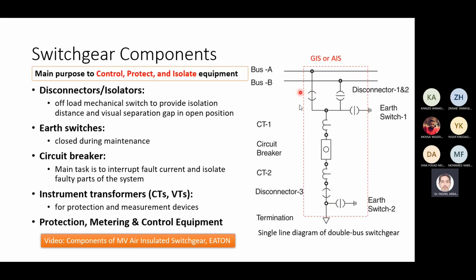So these different components ممكن يكون الأيزوليترز، يكون عندنا buses، يكون عندنا circuit breaker، عندنا CTs VTs، عندنا earth switches، أوكي، عندنا relays، metering equipment. All of this are integrated in one cabinet and we call it a switchgear. So الهدف من السويتش جير to control, protect and isolate a line, for example, or a generator, or you know, an equipment.